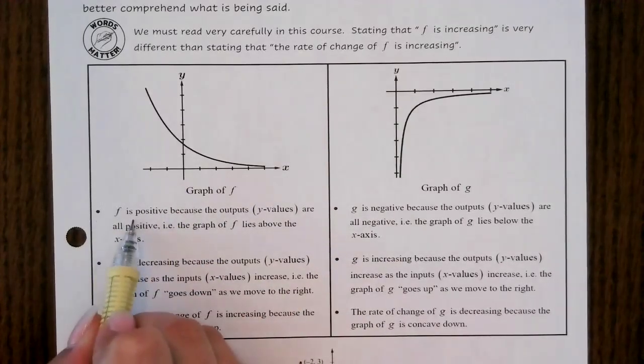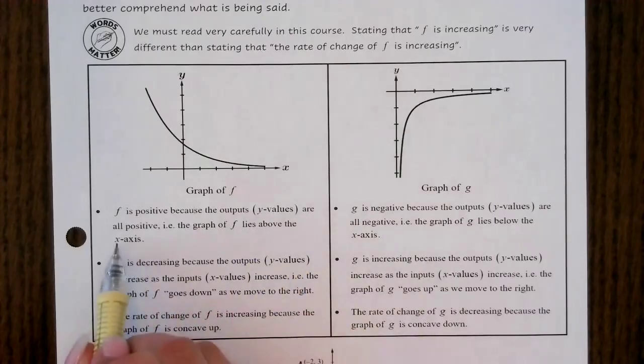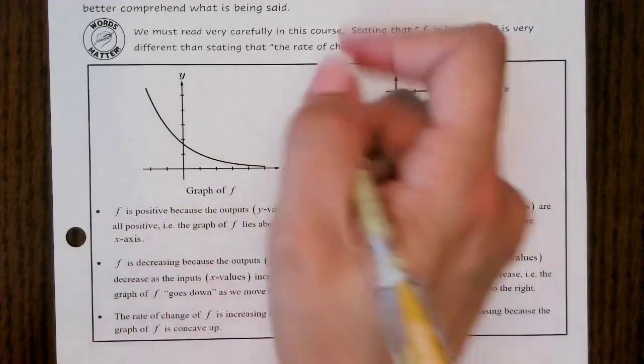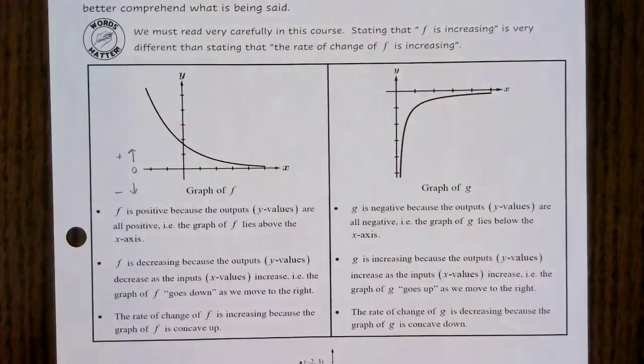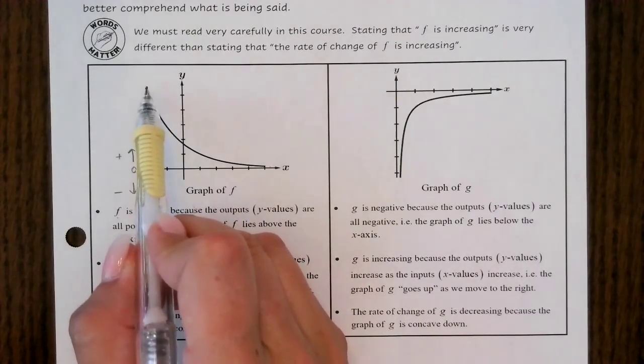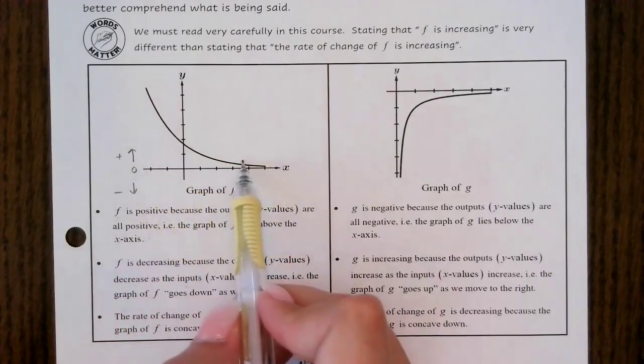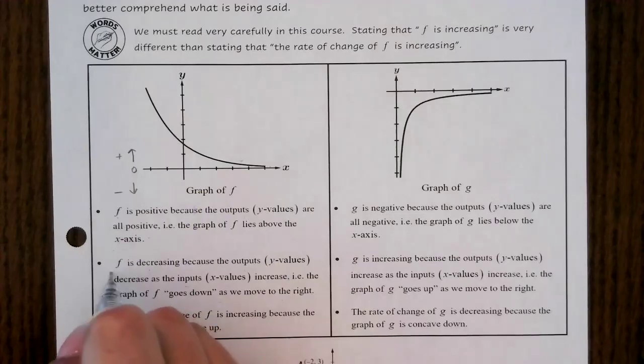On this graph here, it says f is positive because the output y values are all positive. The graph is above the x-axis. So these are all considered positive because for y, this is 0, and it gets positive this way and negative this way. So all of these values are positive. F, the graph, is positive. Now, f is decreasing because the output y values decrease as the input x values increase. The graph of f goes down as we move to the right. So when we start at the left here, my y value is bigger, and then it's getting smaller and smaller and smaller. So this graph is decreasing. F is decreasing.